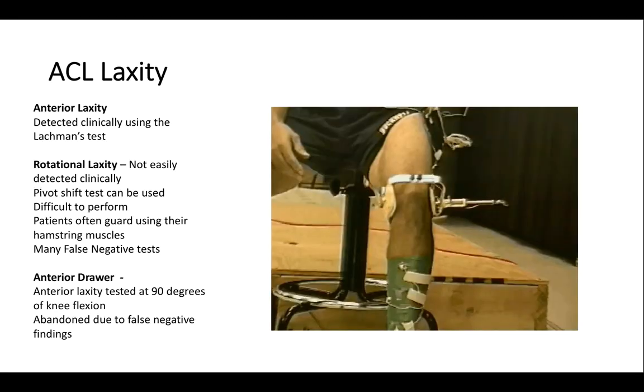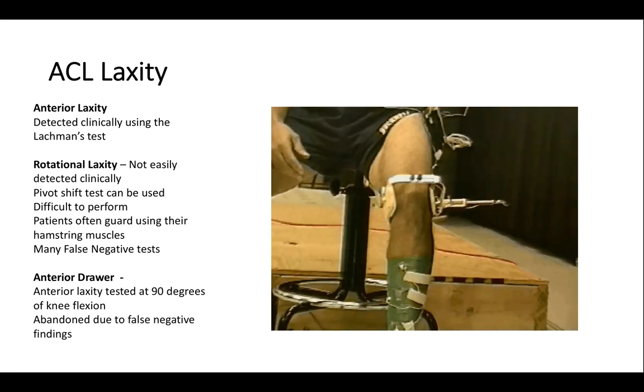Here we're going to look at laxity that's associated with ACL deficiency. Anterior laxity is best measured by the Lachman test and is the clinical standard. Rotational laxity can be measured by something called the pivot shift test, but it's difficult to perform and so is not really considered reliable clinically. The anterior drawer test, because it's done at 90 degrees and therefore recruits other ligaments like the MCL, is no longer performed clinically. Here I have a video of a patient who, while instrumented, demonstrated his laxity to us.